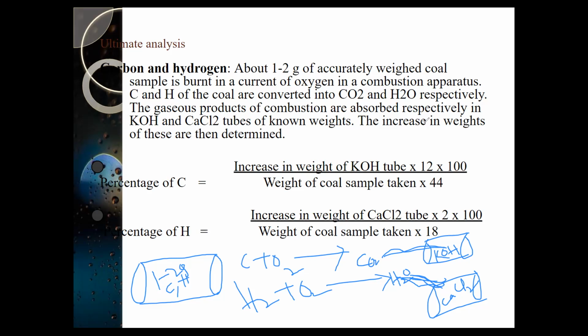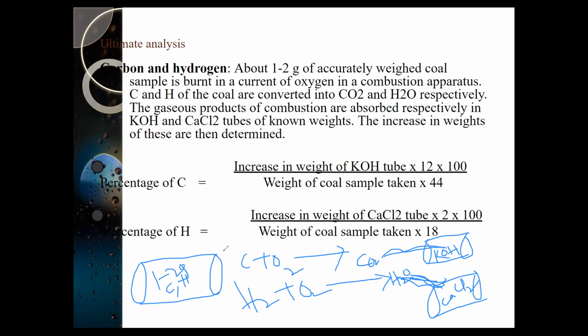So the increase in the weight of these is then determined. So why are we finding the increase in the weight? Because the two absorb the carbon dioxide and water. If you know the weights of these bulbs, we can find out the carbon and hydrogen percentage. So let us see what is the formula to find out the percentage of carbon. Percentage of carbon.